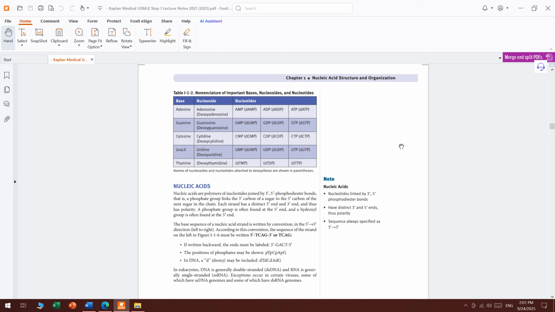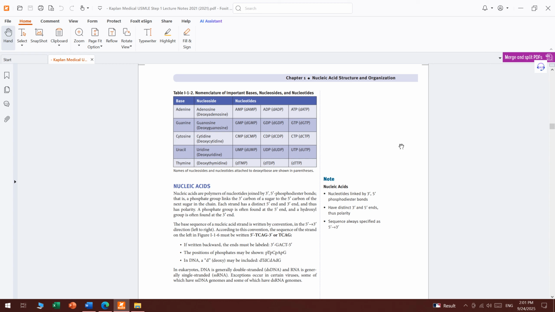For the base uracil: ribonucleoside, uridine. Ribonucleotides, UMP, UDP, UTP. Deoxyribonucleoside, deoxyuridine. Deoxyribonucleotides, dUMP, dUDP, dUTP.